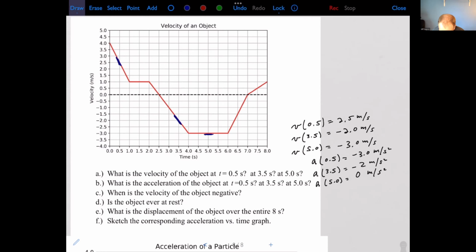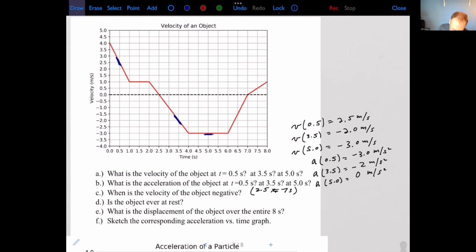Okay, when is the velocity of the object negative? Well, again, we're asking a question about velocity. We have a velocity versus time graph. So I'm going to just look at it and figure out when the velocity is negative. It looks like it's negative from this point, which is 2.5 seconds. It's still negative up until 7 seconds. So from 2.5 to 7 seconds, that's when it's negative.